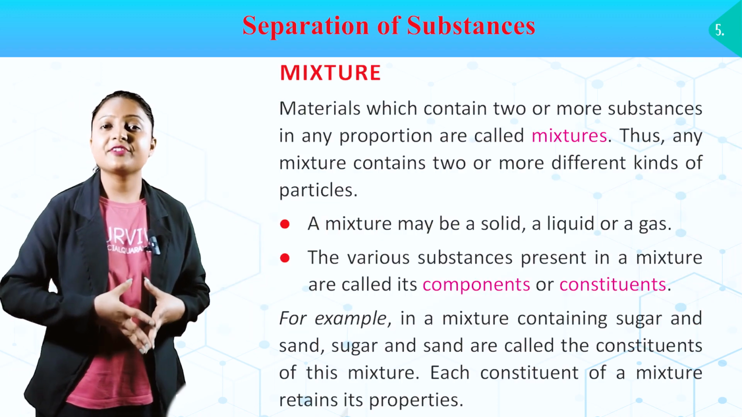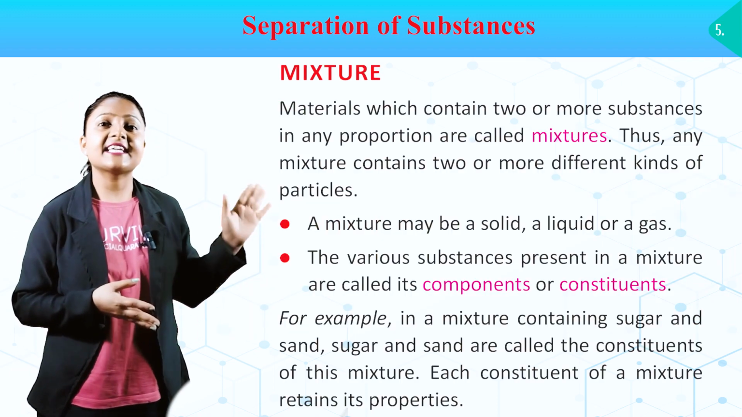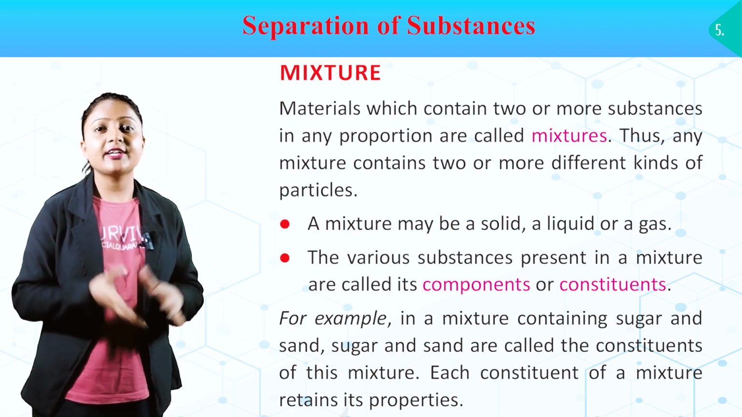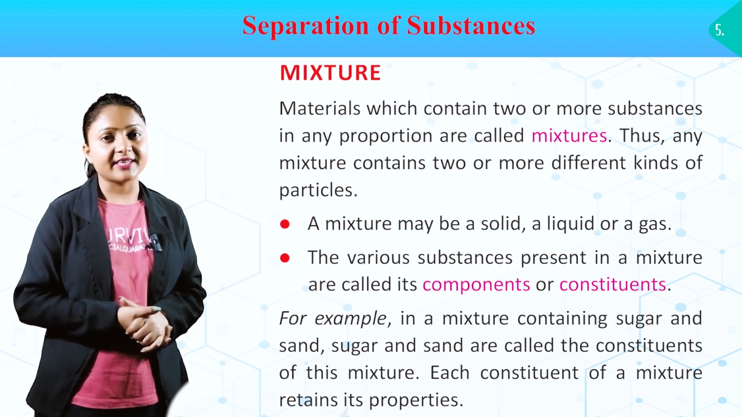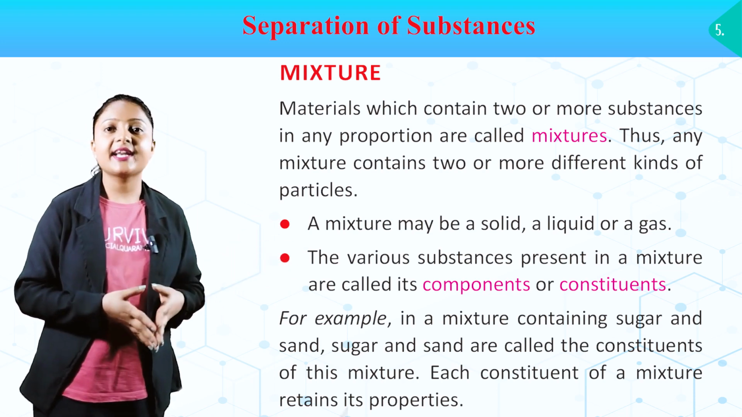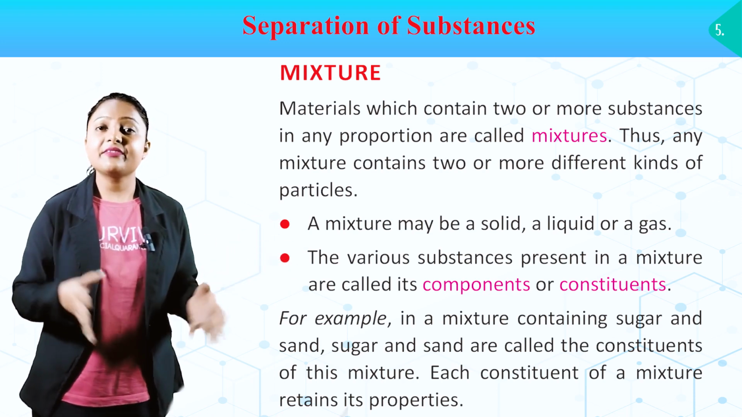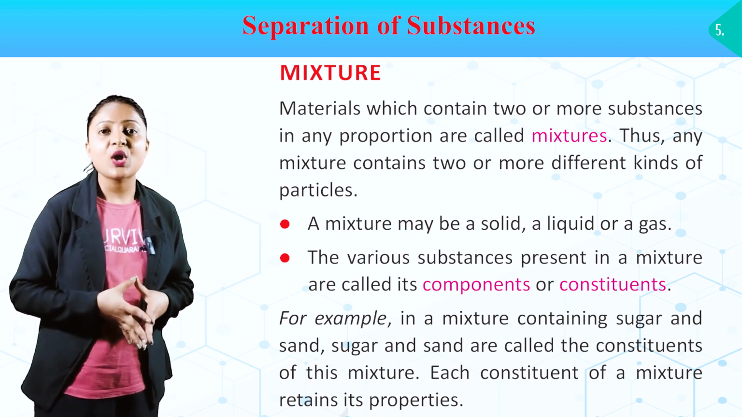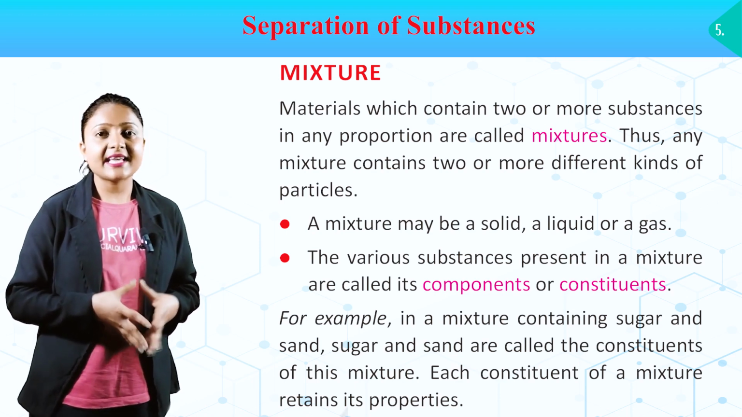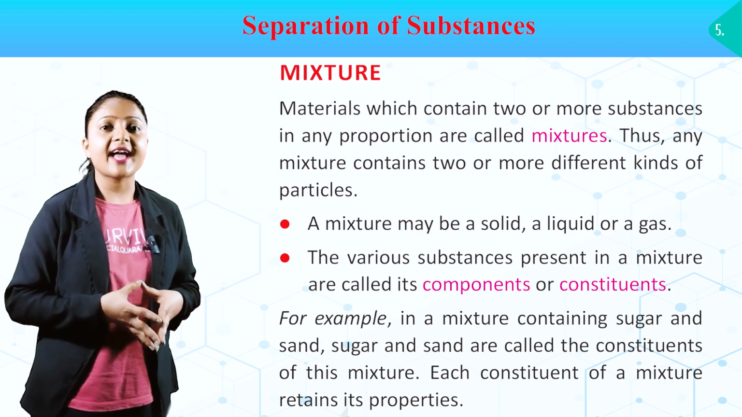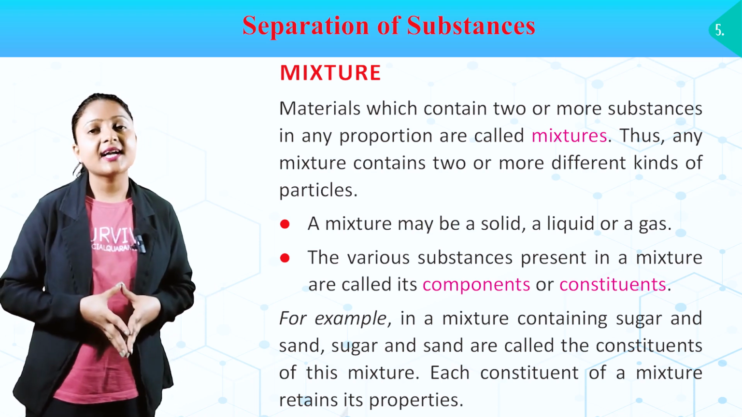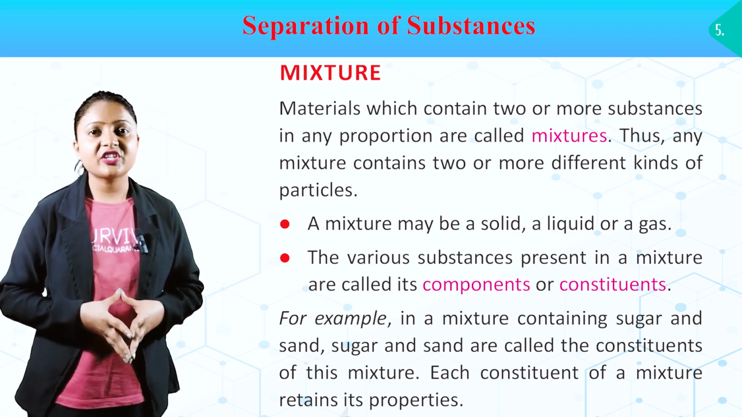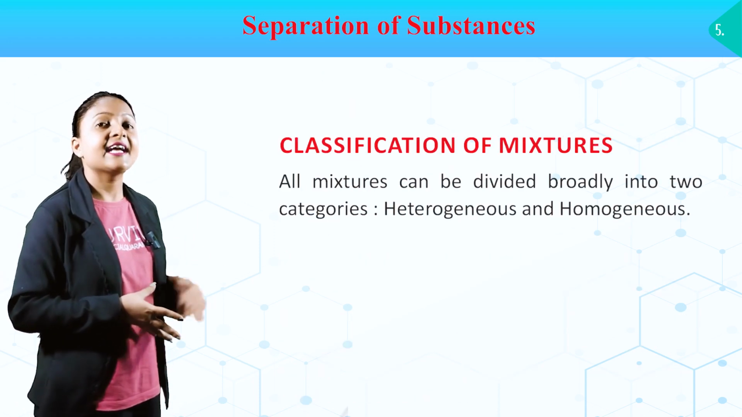Mixture. Materials which contain two or more substances in any proportion are called mixtures. Thus, any mixture contains two or more different kinds of particles. A mixture may be a solid, a liquid or a gas. The various substances present in a mixture are called its components or constituents. For example, in a mixture containing sugar and sand, sugar and sand are called the constituents of this mixture. Each constituent of a mixture retains its properties.